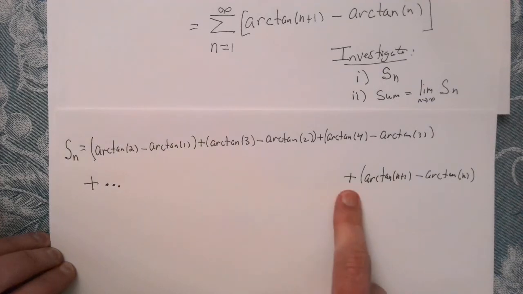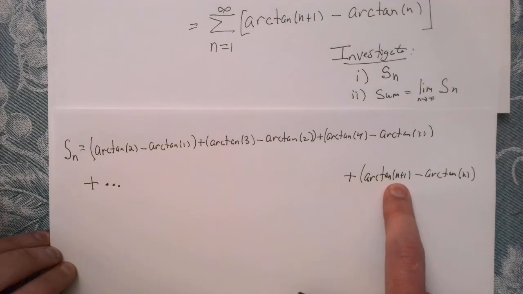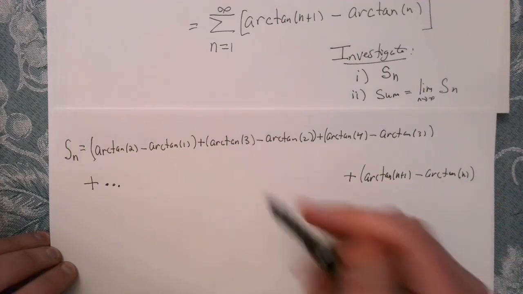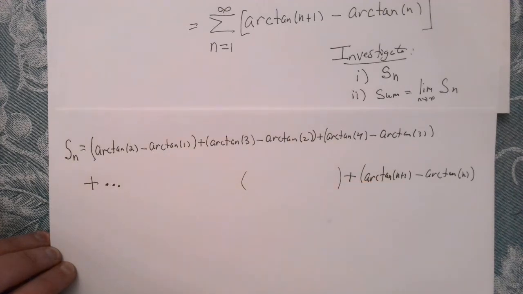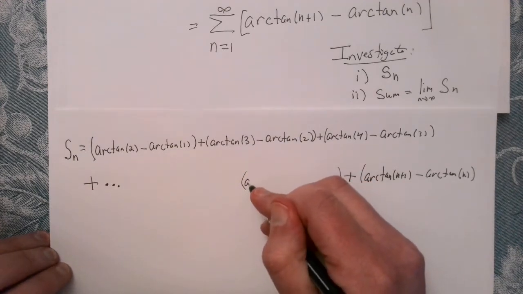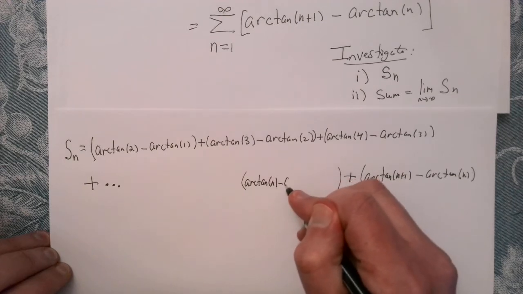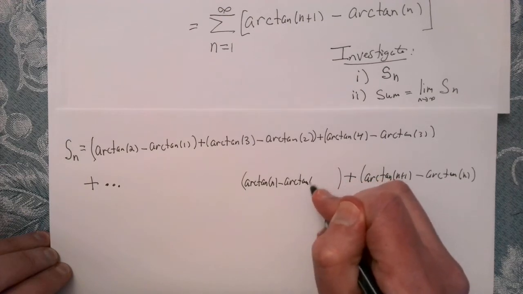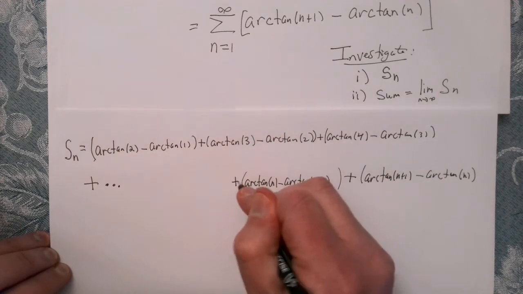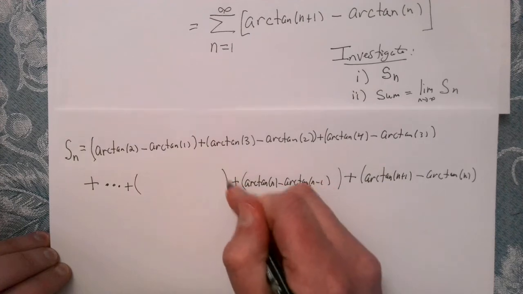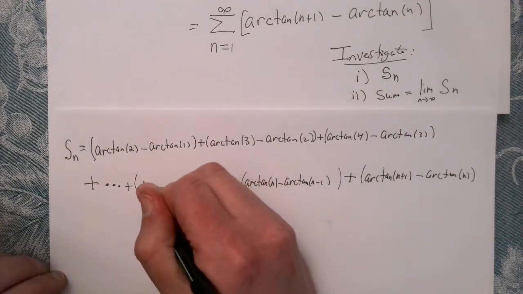And then let's go ahead and write the term before this. So if I write the term before this, this right here should go down by 1, and this right here should go down by 1. So writing the term before this, I should have the arctan of n minus the arctan of n minus 1. And then just one more before that. So the term before that, we should have the arctan of n minus 1 minus the arctan of n minus 2.